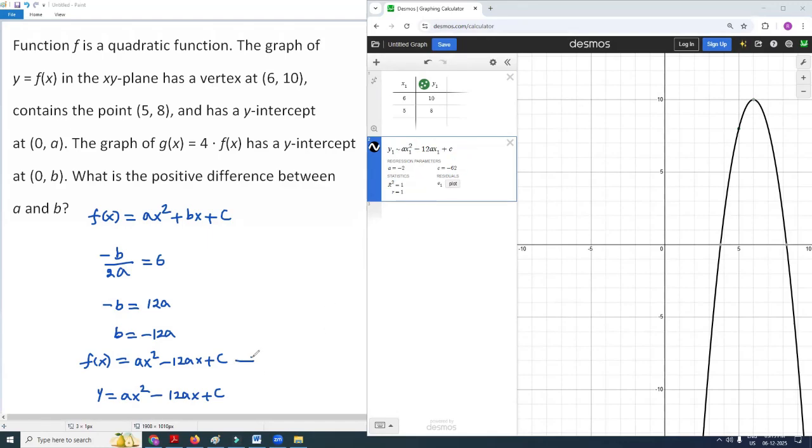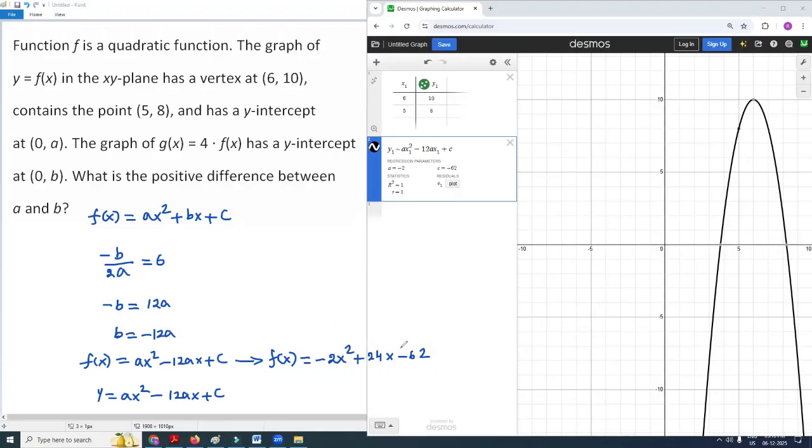c equals -62. Okay, now let me plug in the values we have over here, that is f of x equals, for a we have -2, then we get -2x squared. When I plug in -2 for a, 12 times -2 will be positive 24, that is positive 24x. And for c we have -62. Here the quadratic function f of x is completely known because it does not contain any unknown constant.